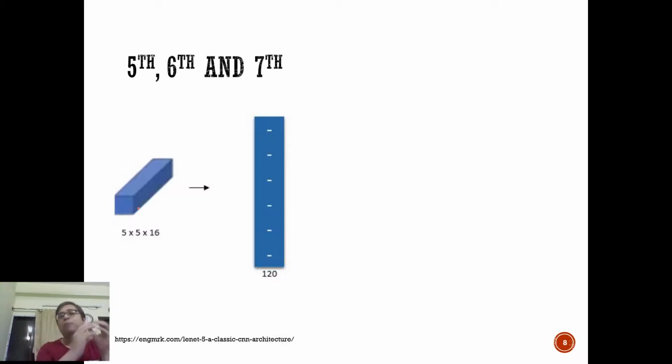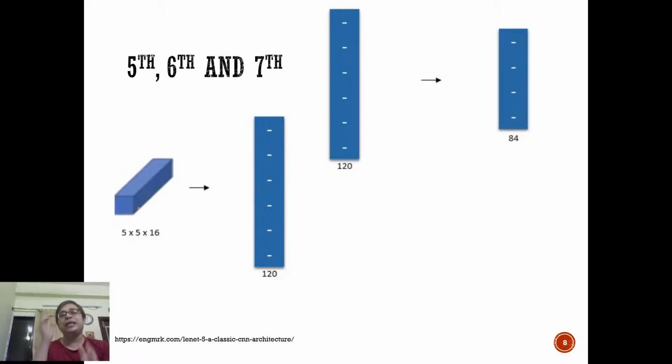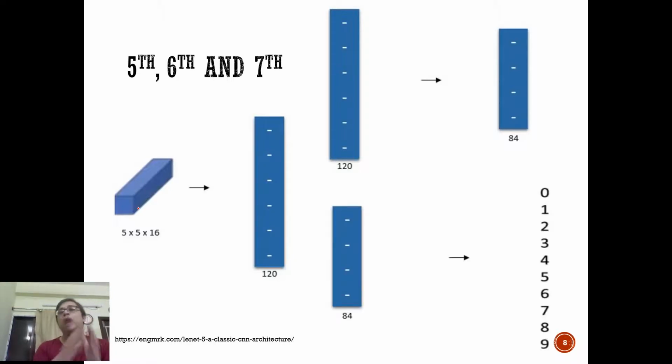So the number of parameters will be very, very high here, 400 into 120, and then of course you can have parameters for bias, so it can be 400 into 120 plus 120. Then you had another hidden layer which has 84 neurons. Again, it is a fully connected layer, so the number of parameters is high. And finally you have an output layer, where we use softmax and have as many nodes as there are classes. Here the output layer had 10 nodes.